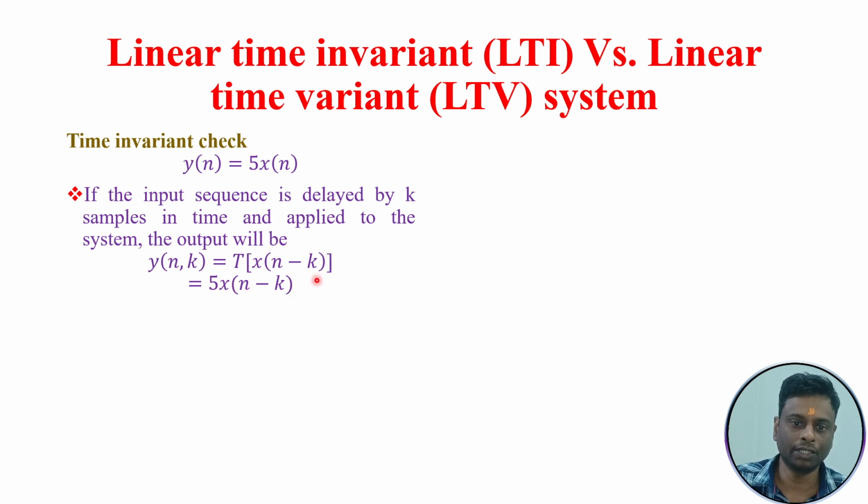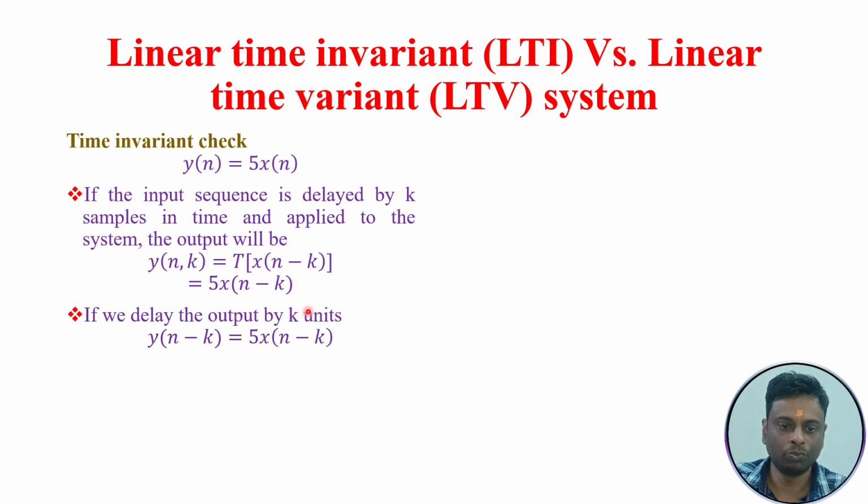Here the input is delayed by k samples. Second, here the output is delayed by k units, so that will be y of n minus k. It will be 5 x of n minus k. In this case, all n's will be replaced by n minus k. There is only one n there, so it will be x of n minus k.